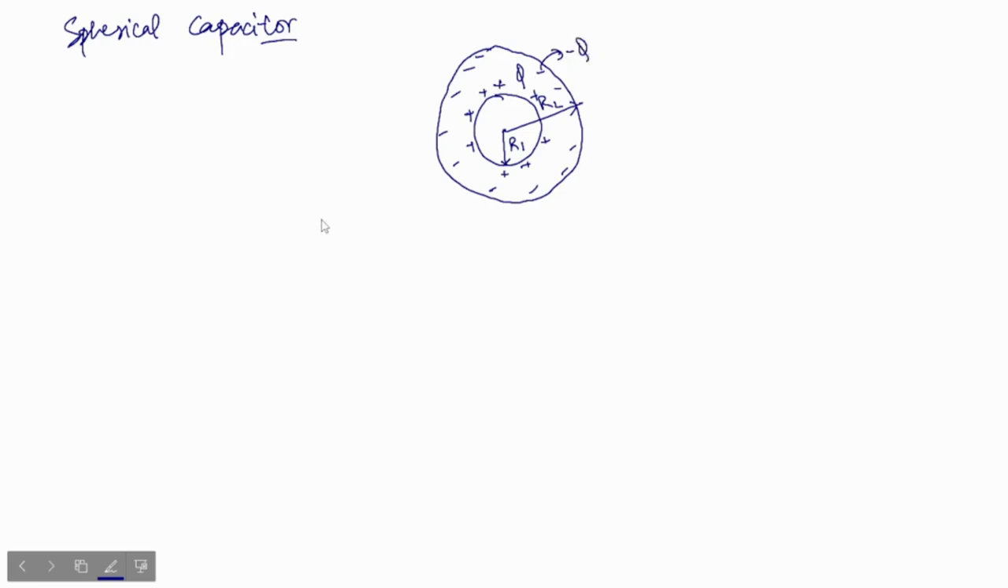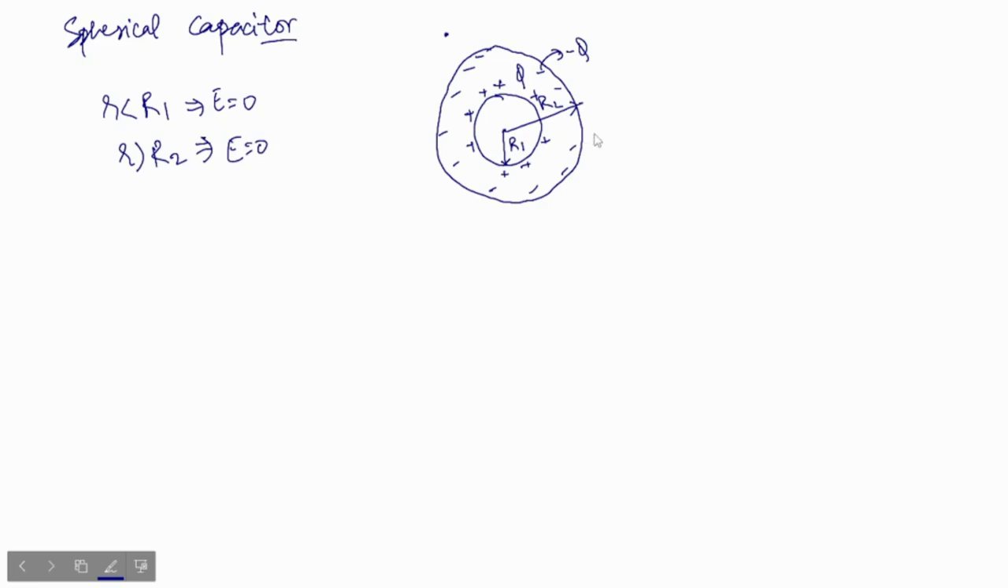Now, when small r is less than R1, meaning inside this smaller sphere, the electric field will be 0. Why 0? Because if you draw a Gaussian surface, there will not be any charge enclosed, so Q net will be 0. That is why the electric field is also 0. And if r is greater than R2, at this point if you draw a Gaussian surface, you will get net charge 0, and if net charge is 0, then the electric field will also be 0.